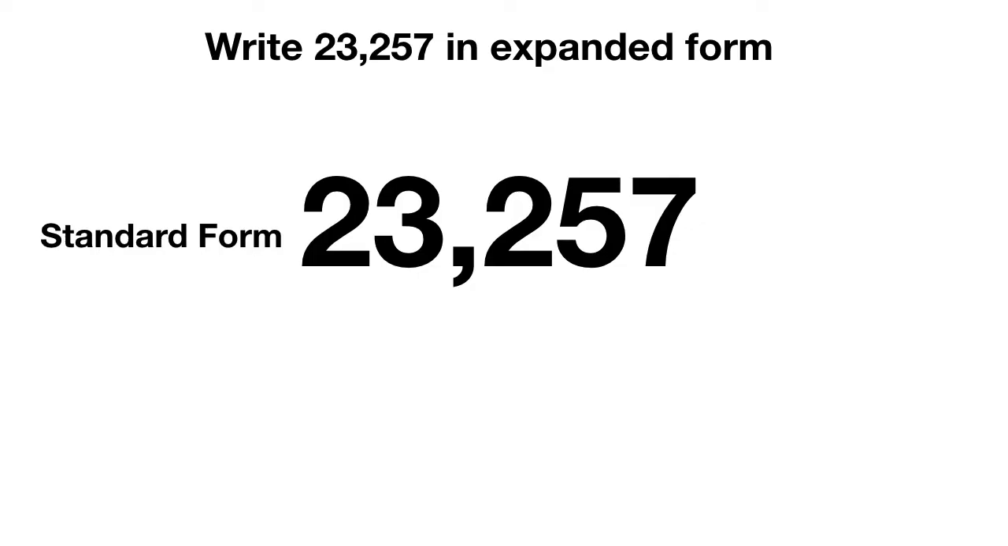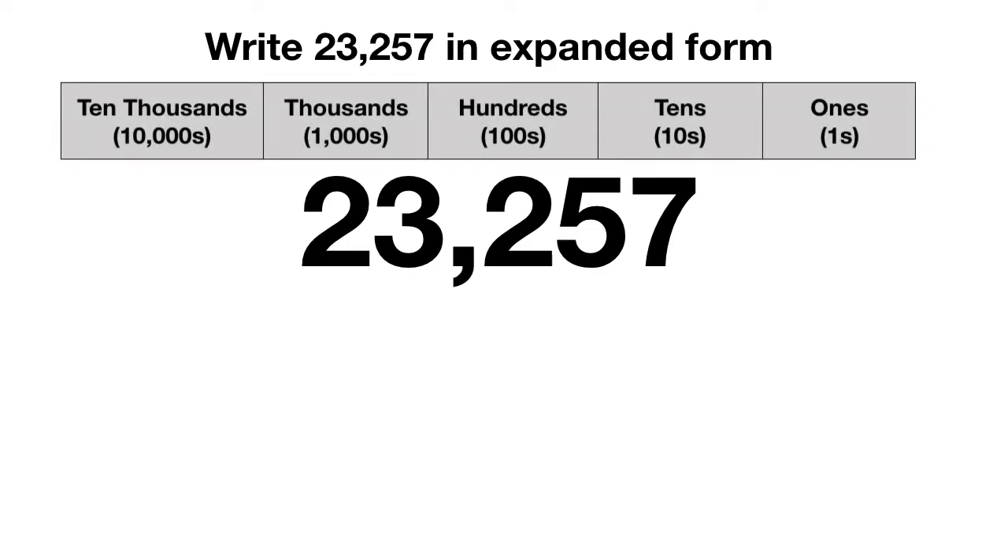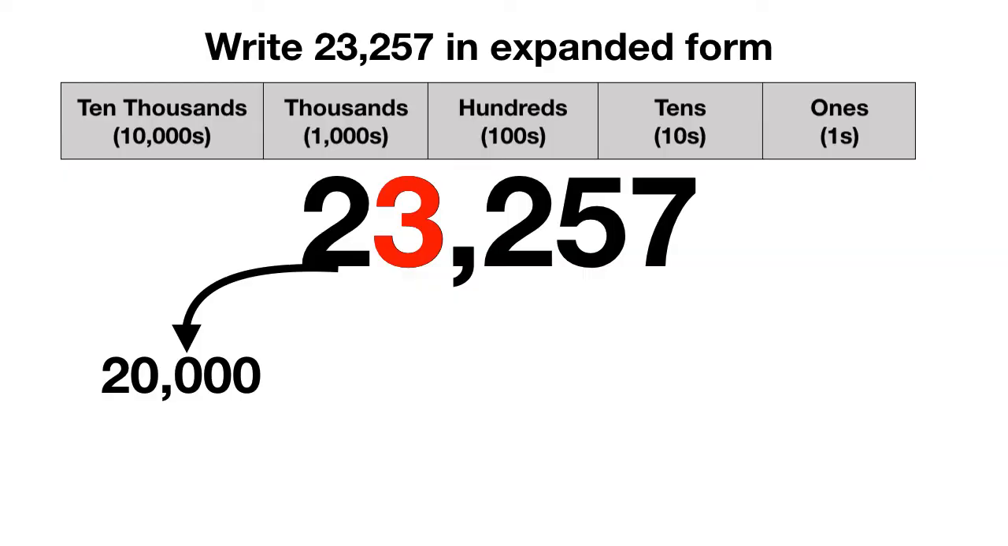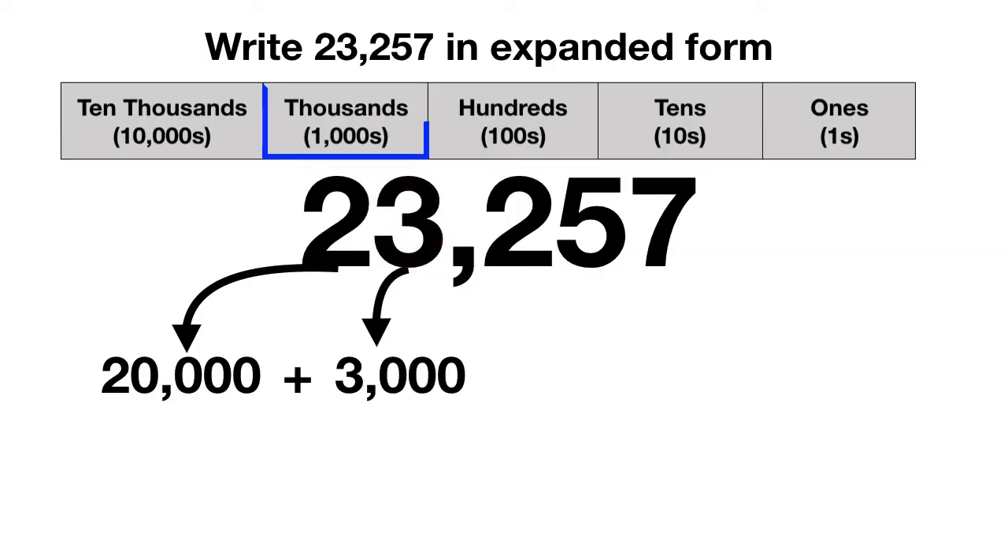Just so we don't forget, I'm going to put the different place values up on the screen. Now we can just take our number one digit at a time. Let's start with this 2. Well, we see that this 2 is in the 10,000s place. So the value of this 2 is actually 20,000. Then we can move on to the next digit. The 3 is in the thousands place. So it has a value of 3,000 that we can add in.